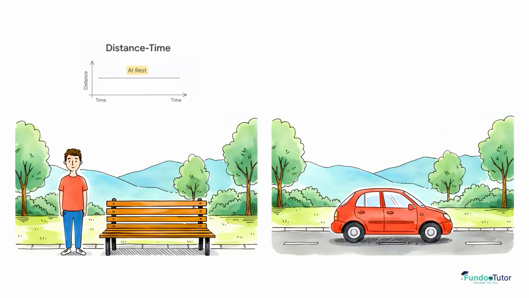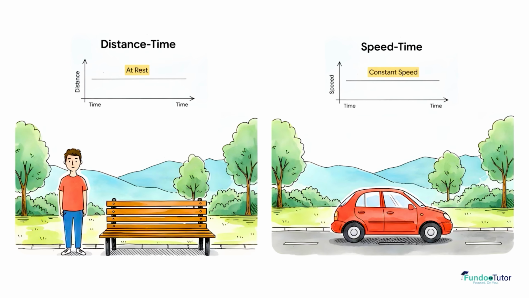On the left, you've got a distance time graph. See that flat horizontal line? That means you're not moving at all. You're stationary. But now look over at the speed time graph on the right. That same flat line means you're moving at a constant speed. So a straight sloped line means constant speed in the first graph, but constant acceleration in the second. It all comes down to what's on that vertical axis. Getting this is absolutely key.